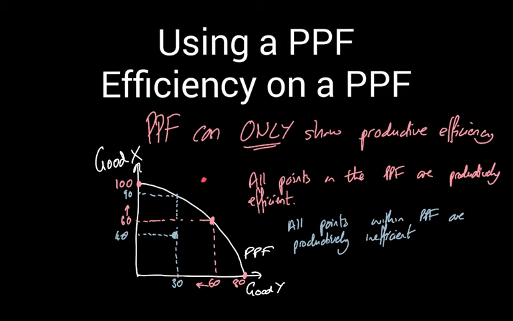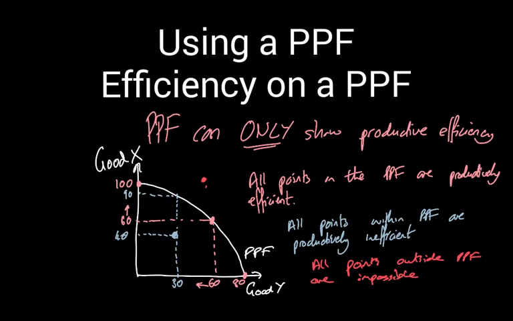Let's think then about our point outside the PPF, this point up here. What's going on there is we can't actually get there at the moment. We don't have enough resources to get there. That would involve us producing about 50 units of good Y and about 110 of good X at the same time, and that's simply not possible. We don't have enough resources for that. So all points which are outside the PPF are impossible.